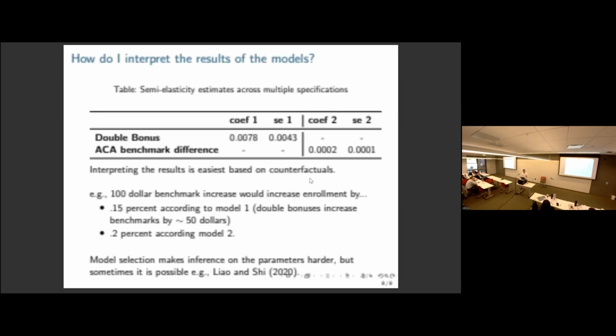Lastly, I want to talk about interpreting the results and interpreting the coefficients. This method is easy when you think about it in terms of counterfactuals, because what you're selecting is a model to do counterfactuals with. So I'm thinking about what happens if you change benchmarks by $100, and one model is predicting enrollment will change by 0.15%, and the other model is predicting enrollment will change by 0.2%.